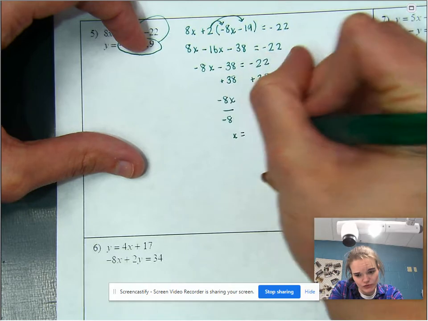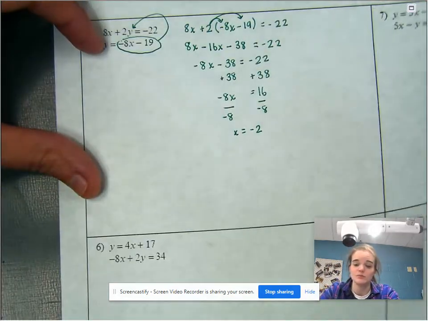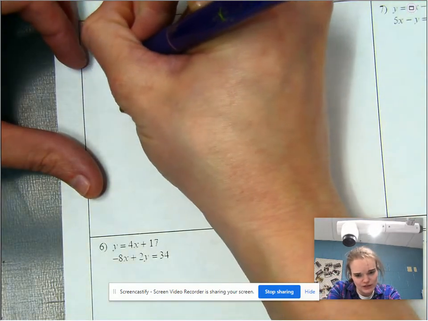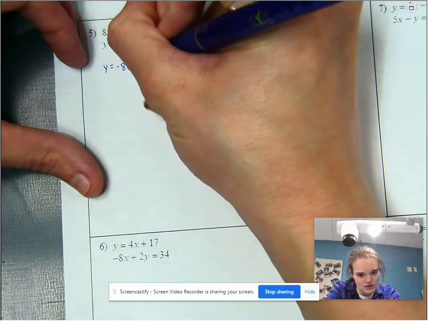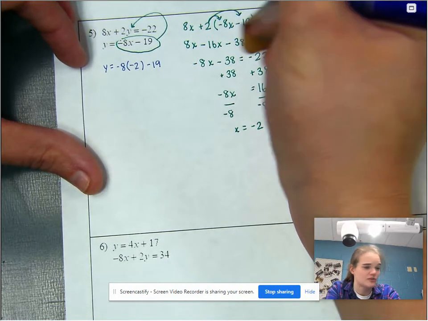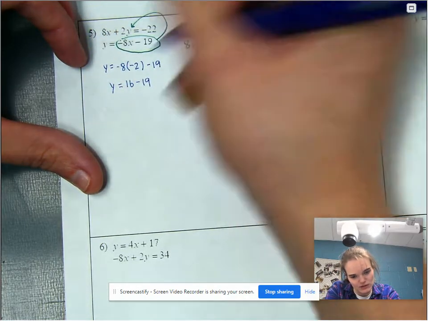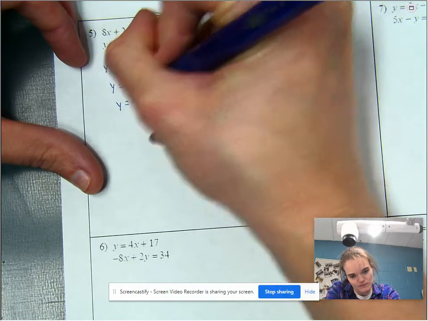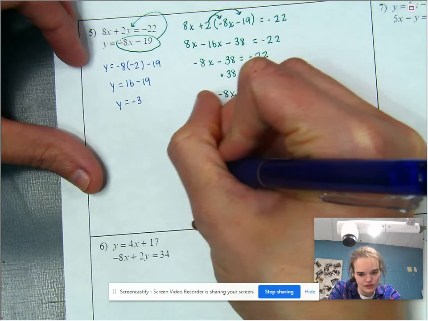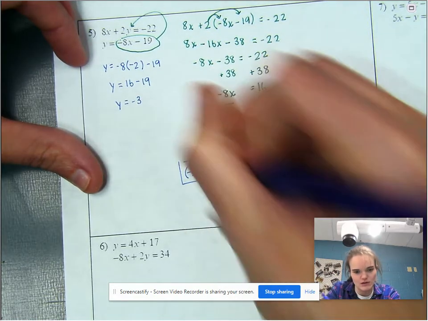X equals negative 2. In case you forgot from yesterday, we then take that, plug it back in. So y is going to equal negative 8 times negative 2 minus 19. Negative 8 times negative 2 is positive 16 minus 19. And that is negative 3. So my solution is 2, negative, right? Yep, negative 2, negative 3. Okay, finish number 5.